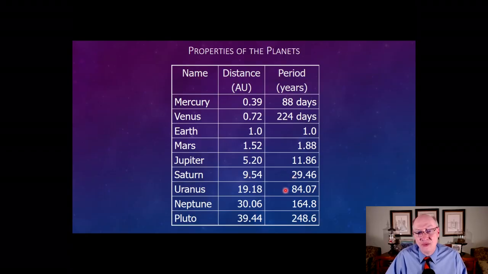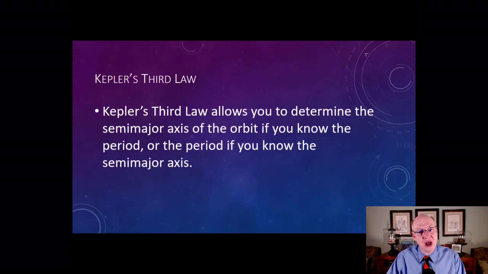Saturn, at a little bit less than 10 astronomical units, takes almost 30 years to orbit the sun. Uranus takes about 84 years to orbit the sun, Neptune about 165, and then Pluto down there at the very bottom. It's almost 40 times further from the sun than we are, 39.44 astronomical units, takes 248.6 years to orbit the sun. So that is Pluto's orbital period. All right, let's talk about where this comes from.